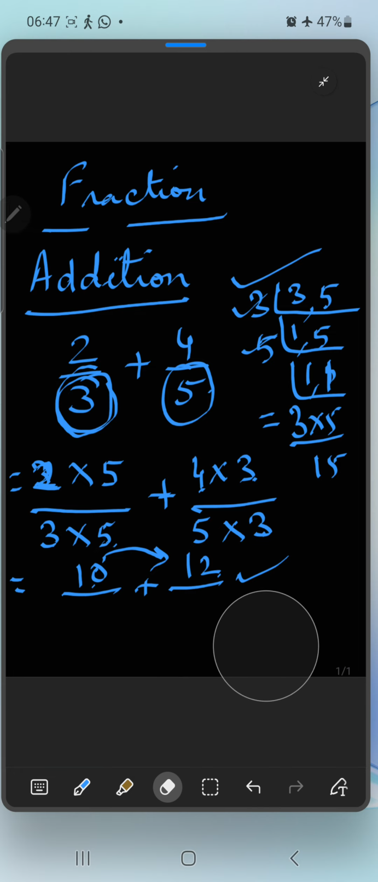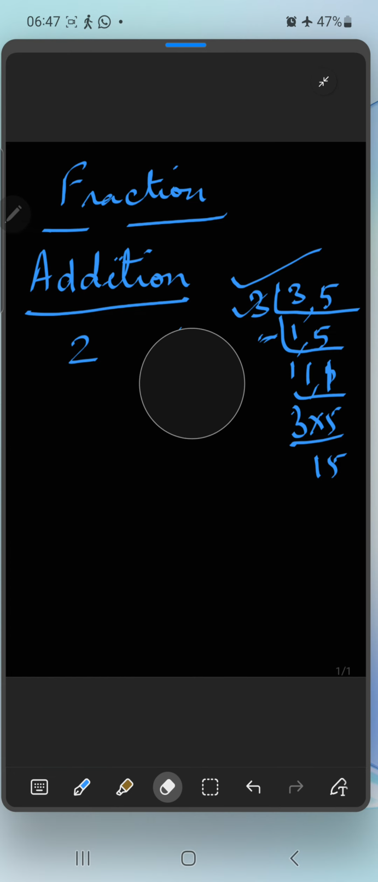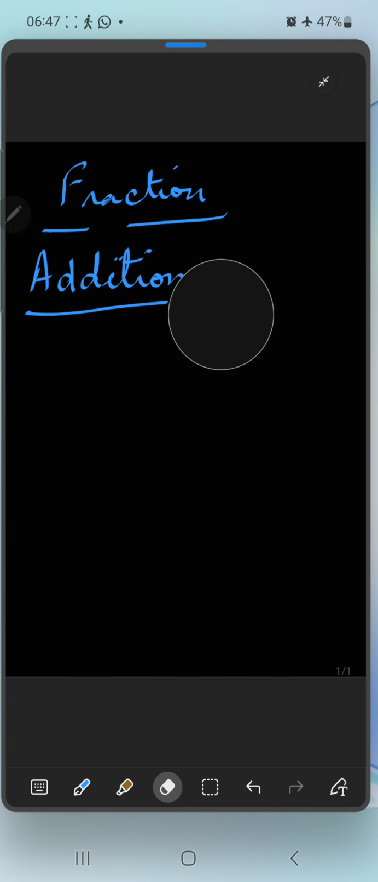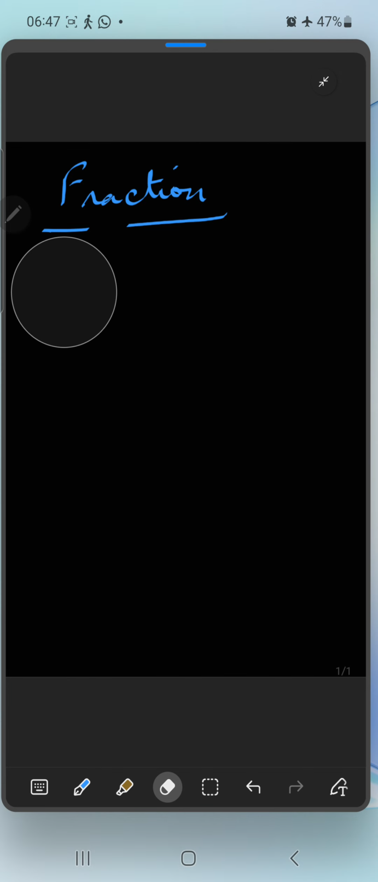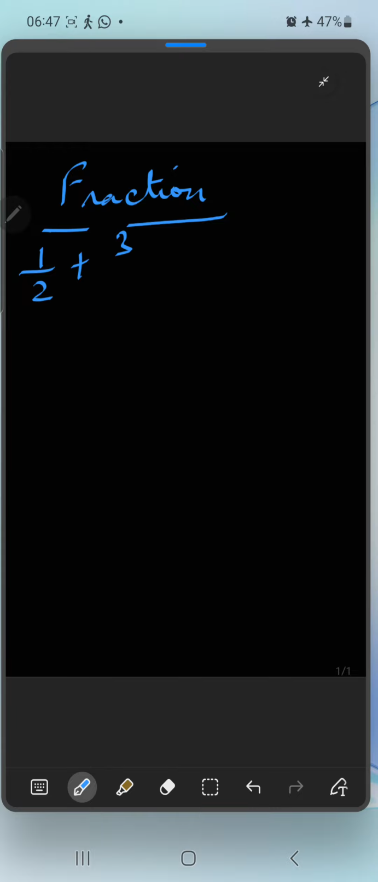I am taking one more example of addition only. 1 by 2 plus 3 by 4 plus 1 by 8. If we have to add these three numbers that are not like fractions, we first have to take the LCM of the three denominators.